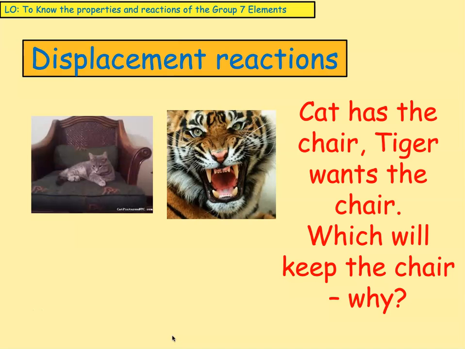Okay, so let's just have a recap of what displacement reactions are. Just a sort of analogy. A cat is sitting in a chair. The tiger wants to sit on the chair. Who's going to actually sit on the chair? So obviously the tiger is the most reactive. So the tiger is going to displace the small cat and sit on the chair.